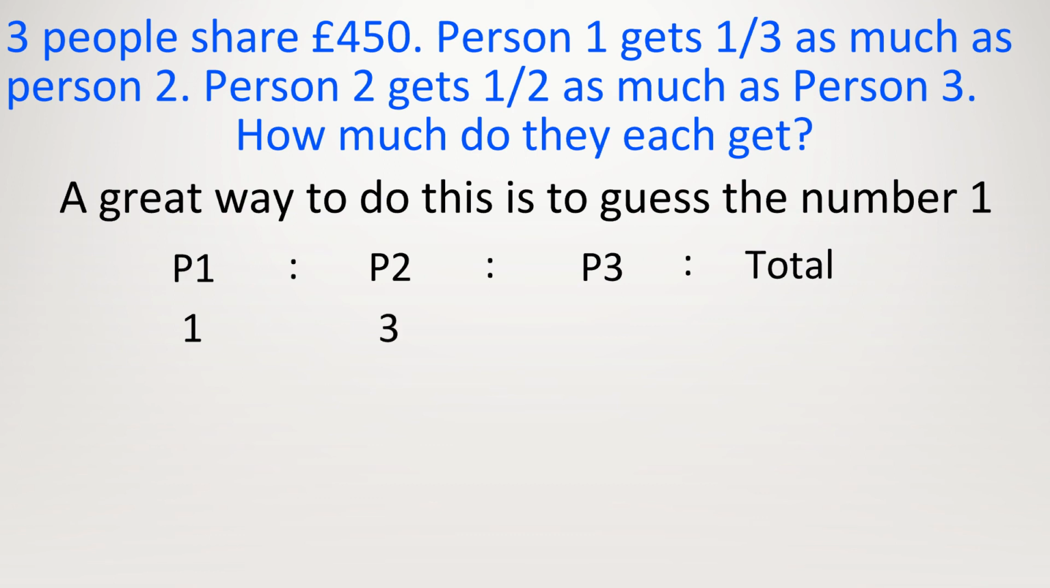Taking this forward, £3 for person 2 gets half as much as person 3, so that person gets £6. Final column is the total column. 1 plus 3 plus 6 is 10. Fake total, real total underneath, 450, and we're good. How to get from 10 to 450? Times by 45, so we do the same to the other numbers.